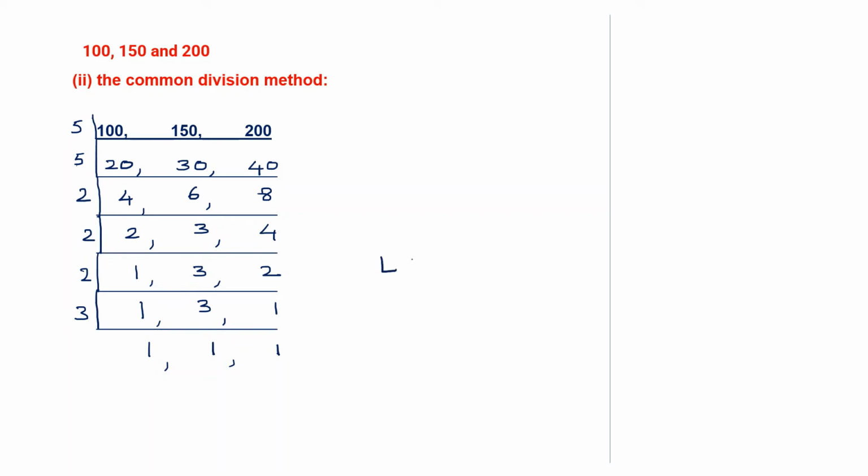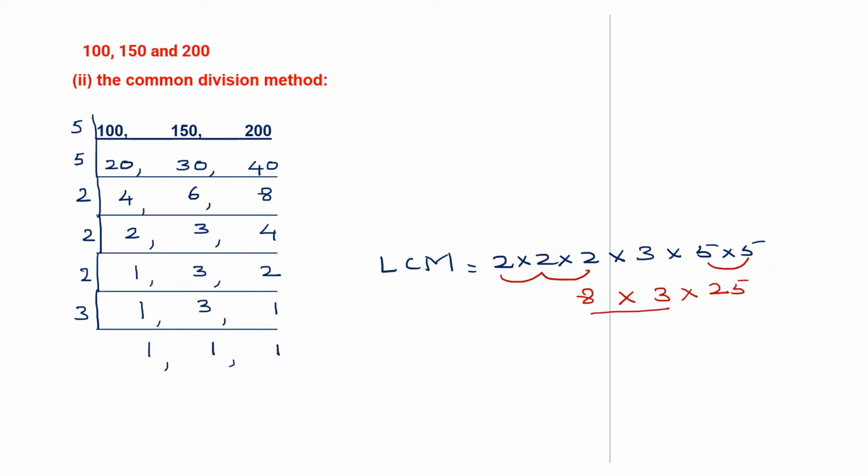So what is my LCM? My LCM is, I'll take all the 2's first. There are 3 2's. 2 into 2 into 2. There is 1 3 into 3 into 2 5's. 5 into 5. So let's group and multiply all the 2's first. 2 2's are 4. 4 2's are 8. So here I have 8 into 3 into 5 5's are 25. So let's do this. 8 3's are 24 into 25. So let's multiply 24 into 25.